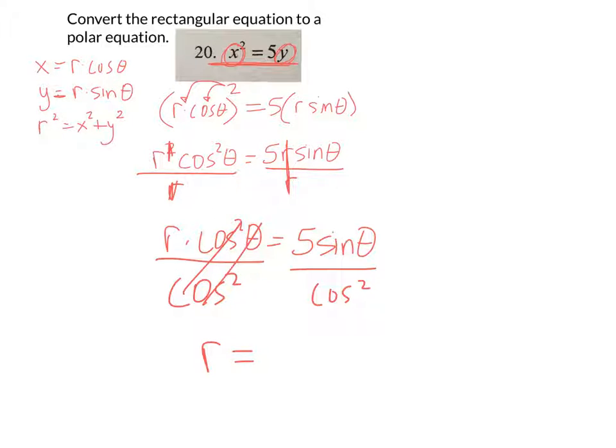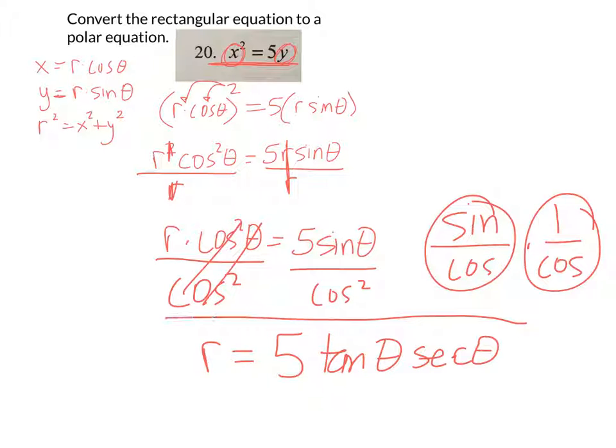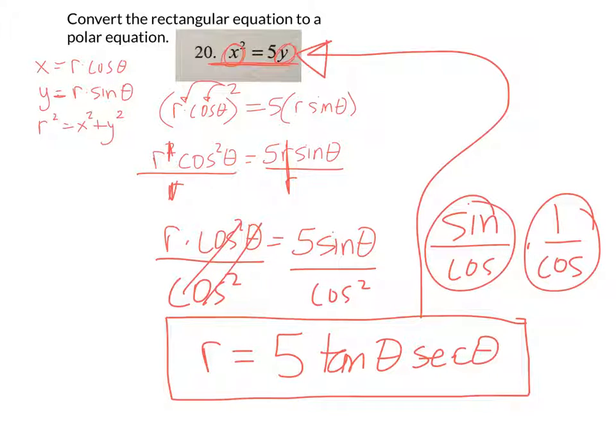So let's do some simplifying over here. This is the sine over the cosine times 1 over the cosine. So I can split apart my cosine squared into the product of two trigs. And sine over cosine is the tangent function. And 1 over cosine is the secant function. So this is the equation of a polar parabola that opens up, the same as the rectangular formula x squared equals 5y.